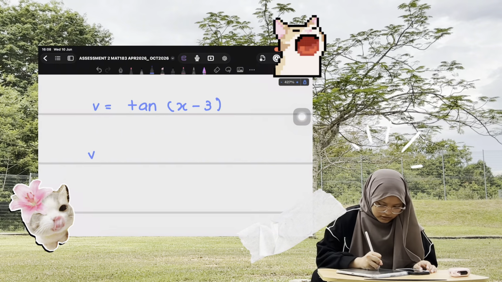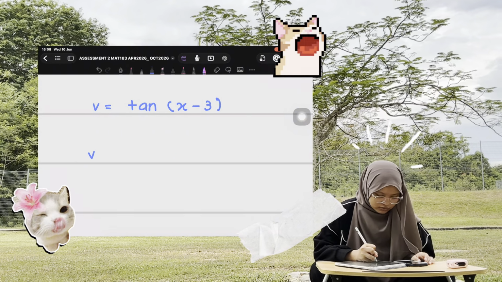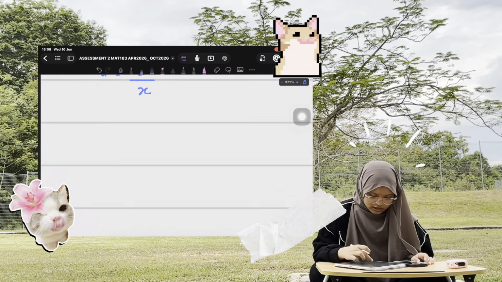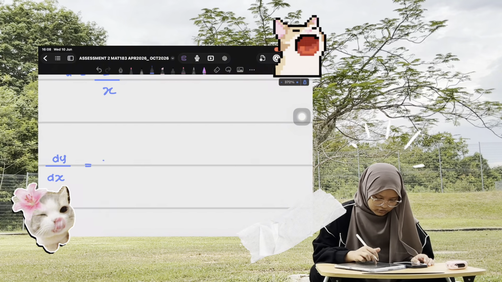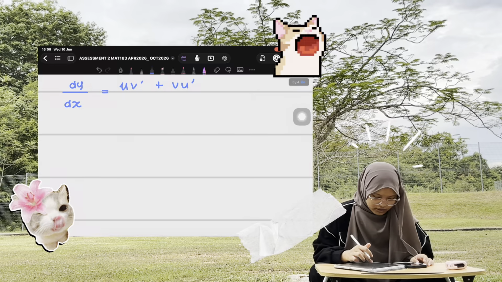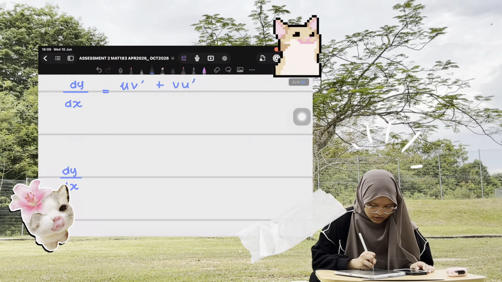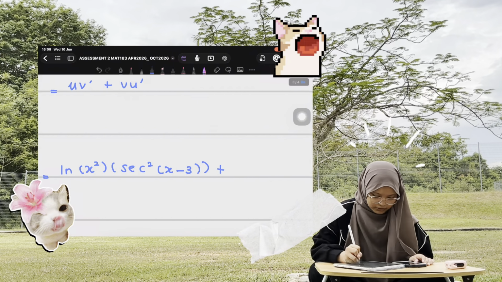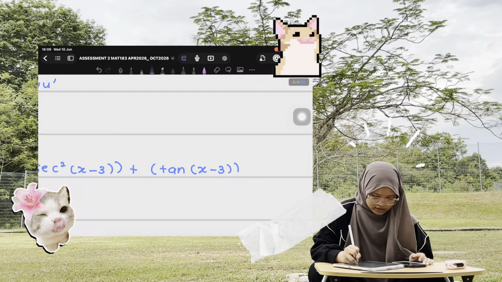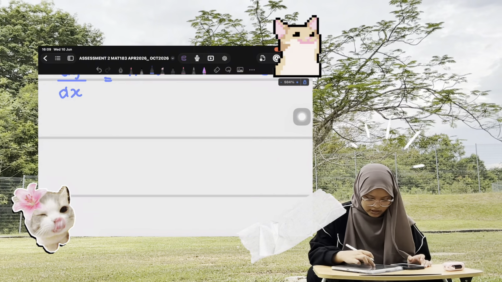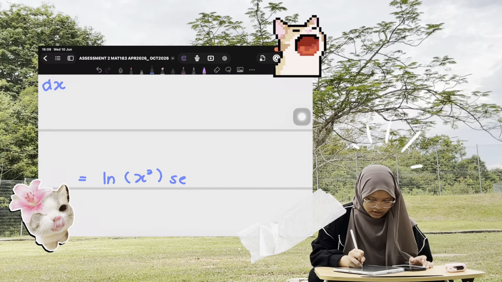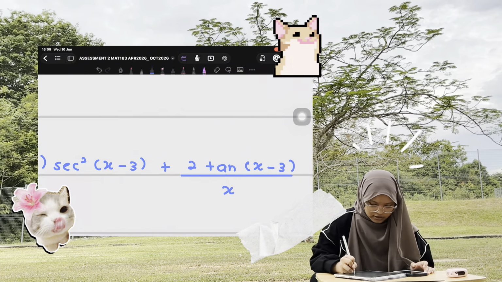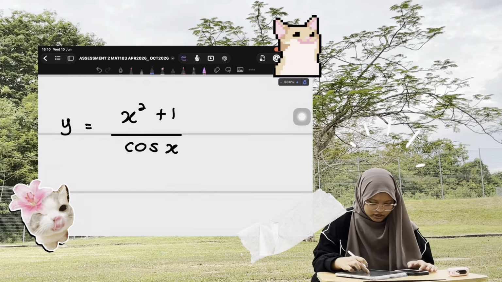For v prime, the derivative of tangent is secant squared, so we get v prime equals secant squared of x minus 3. Next, we use the product rule formula, which is dy over dx equals u v prime plus v u prime. We put everything into the formula, and it will be dy over dx equals ln x squared times secant squared of x minus 3 plus tan x minus 3 times 2 over x. So the final answer is ln x squared secant squared of x minus 3 plus 2 tan x minus 3 over x.